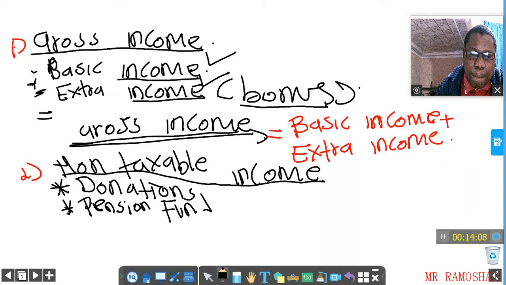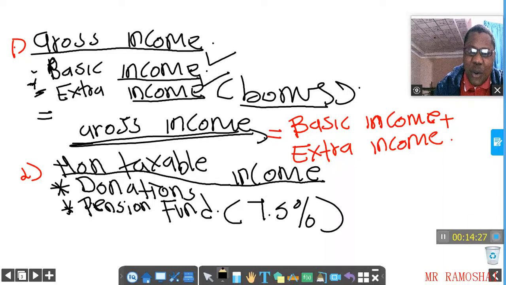Pension fund. Now, this pension fund, remember, everyone who is working, their employer takes a certain amount, actually not just a certain amount, let me be specific, they take 7.5% of your gross, 7.5% of your gross. Then what do they do with this? They save it for you.